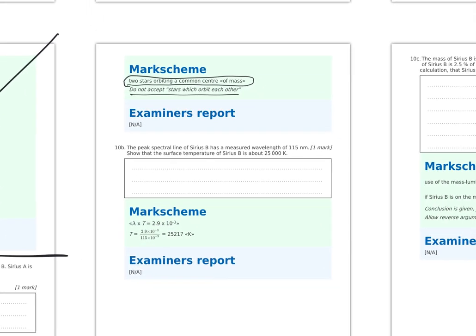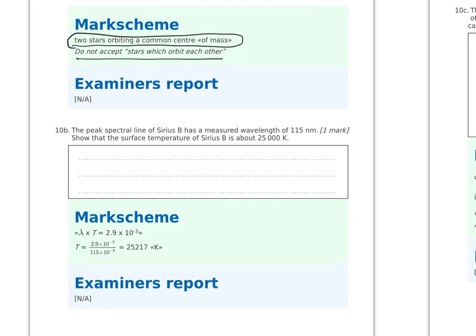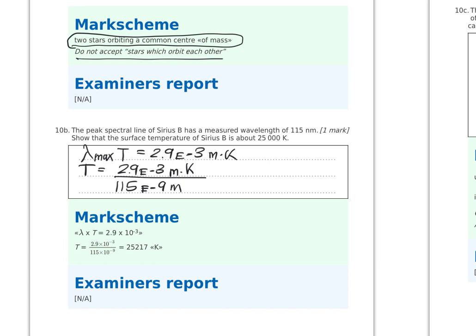All right, then 10b. We have a peak spectral line of 150 nanometers, which shows that the temperature is 25,000 Kelvin. We have the equation lambda max times temperature is 2.9 times 10 to the negative 3 meters Kelvin. So we have the peak wavelength, and we're looking for temperature. Don't forget, of course, that nano is 10 to the negative 9, so we're going to need to put in the 10 to the negative 9. And so when you divide that up to 2 sig figs, you get 25,000 Kelvin.